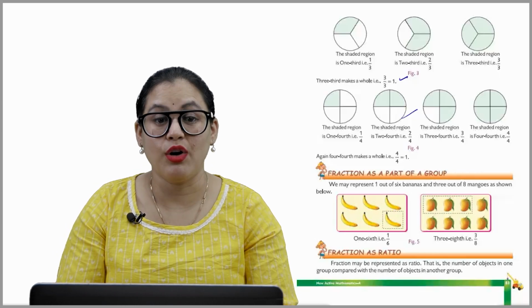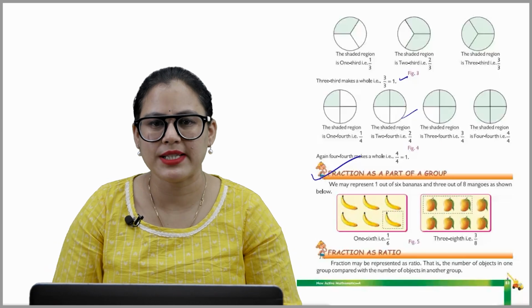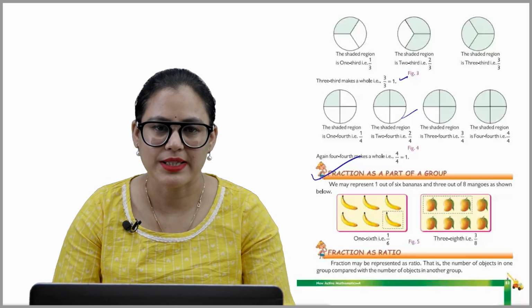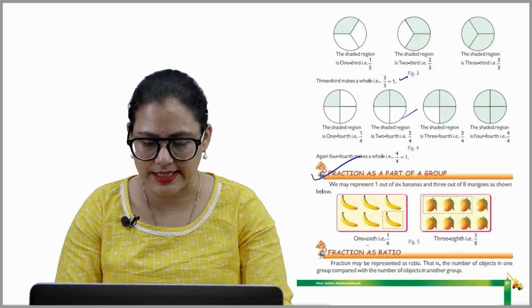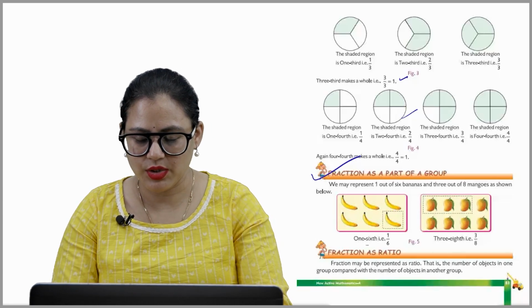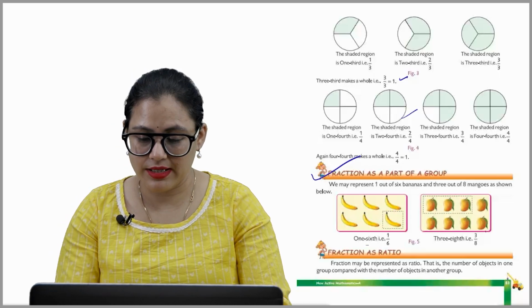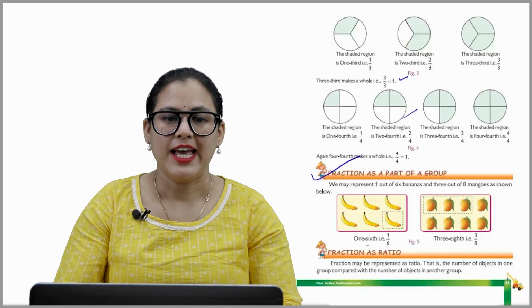Fraction as a part of a group. We may represent 1 out of 6 bananas and 3 out of 8 mangoes as shown below. See, there are 6 bananas, 1/6, 1 by 6. Here there are a total of 8 mangoes, and 3 out of the mangoes are shown below, right?